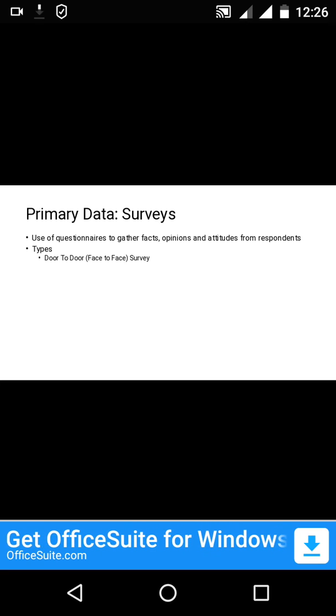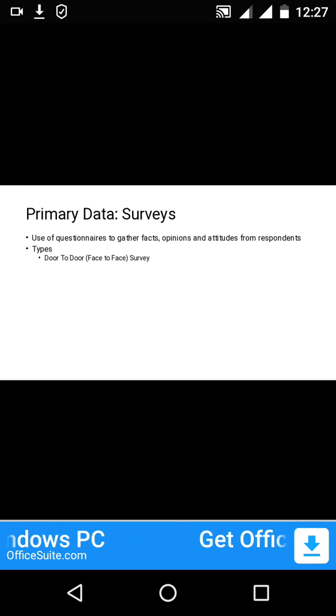Okay. So using questionnaires to gather facts, opinions and attitudes from the respondent, this is what surveys are conducted for. Now there are different types of surveys. Let us have a look at these different types of surveys. Number one, door-to-door. At times it is also called face-to-face survey, wherein the respondent and the researcher or the field worker who is collecting the data for the researcher, they both interact face-to-face. They both have a live interaction face-to-face.